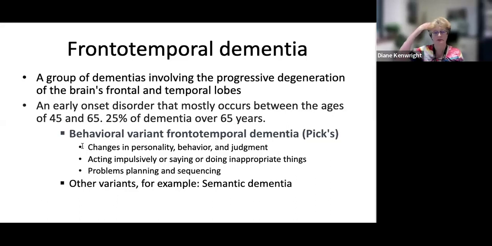It's important because while it's a long way behind Alzheimer's disease overall, it's really important in people who are younger. So 45 to 65 is when it mostly occurs. And while it's only 25% of the dementia over 65, it is a large proportion of dementia in young people. So you'll come across some MCQs that demonstrate someone who has Pick's disease, but you know that they will inappropriately swear, for example.